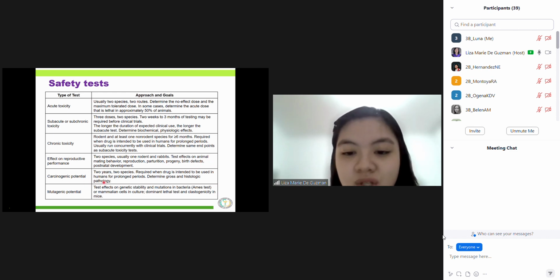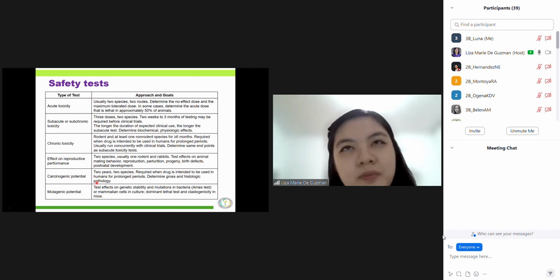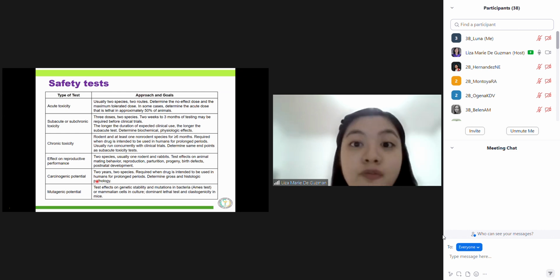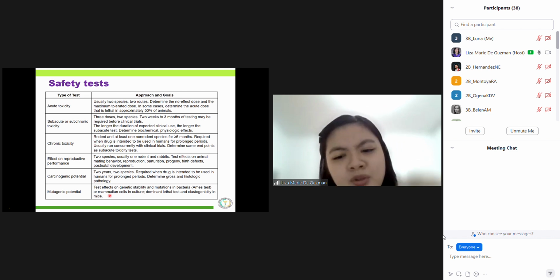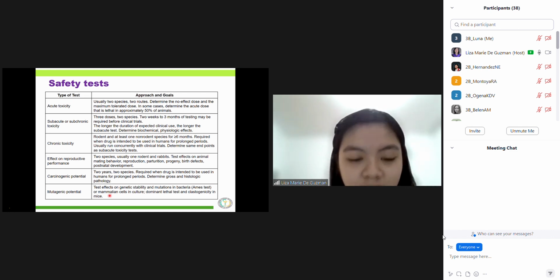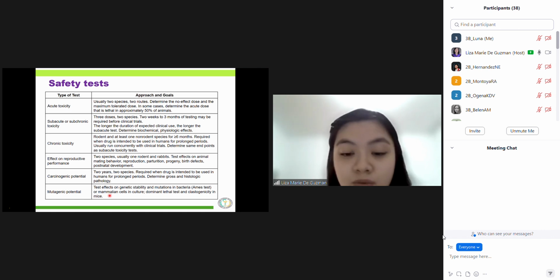And then carcinogenic potential, that is usually determined if you know that the substance or drug will be administered for a long time. So we usually determine its carcinogenic potential when we know that the drug is intended to be administered for a long time. And then mutagenic potential. In mutagenic potential, we are trying to determine the effect of the drug or a substance or a chemical on the genes or the DNA itself.